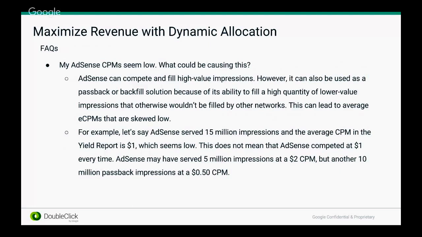In reality, for the impressions that you give AdSense in the beginning, you are actually getting $2. It's only the passback impressions, the remaining 10 million, which would have otherwise gone unfilled, or those that AdSense filled as a catch-all network. Since it's lower, it averages out, and you see only $1 there.